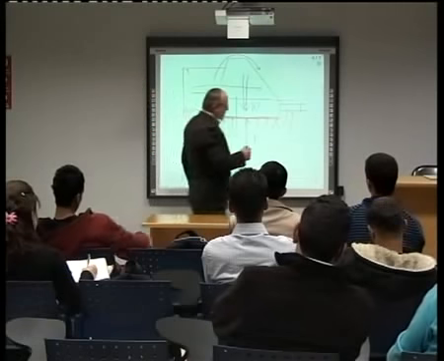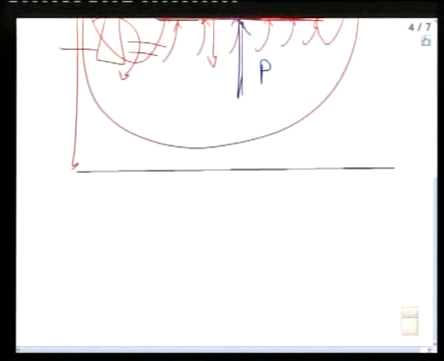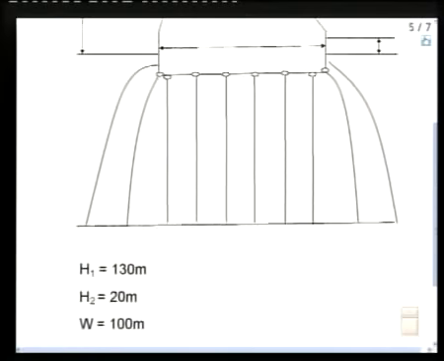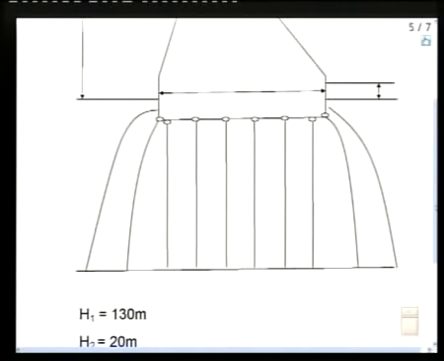Let me see what I did here. Suppose we have this problem. We have a dam like this. H1 equals 130 meters. H2 equals 20 meters. Okay. And we have this 150 meters. And we have this 100 meters.